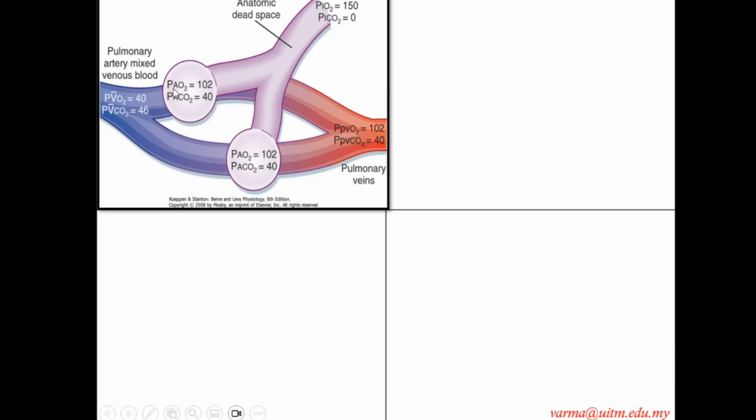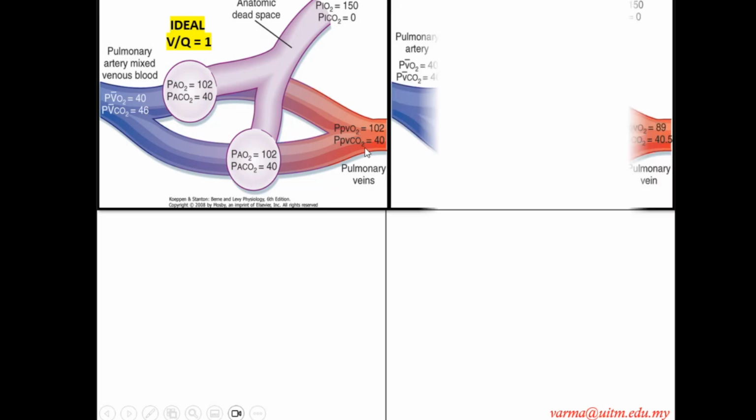So your PAO2 will equalize with your arterial O2 at the pulmonary vein. Okay, so it will equalize whatever is there. But this does not happen in real life. So this is ideal where VQ is 1. Okay, 1 to 1. Whatever is here, perfectly we get back.